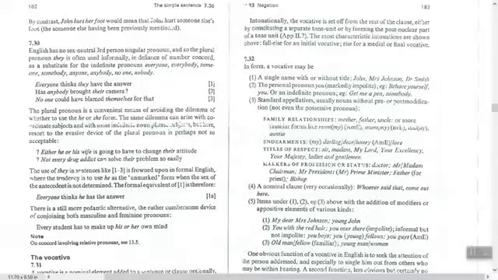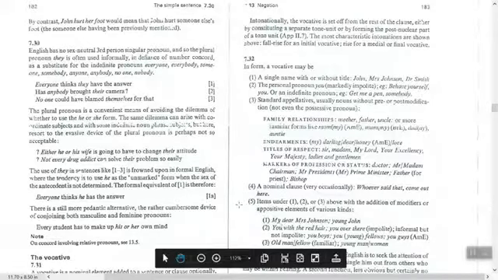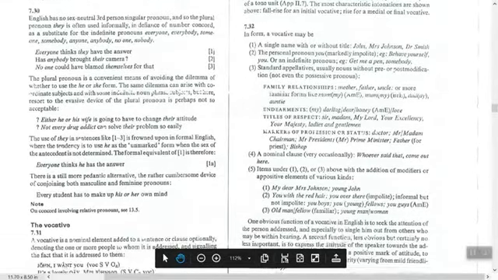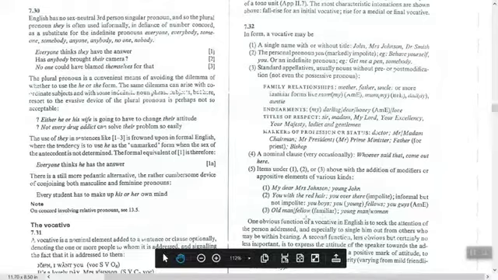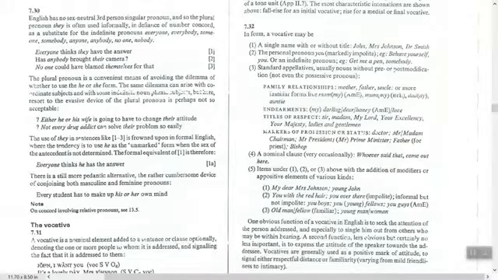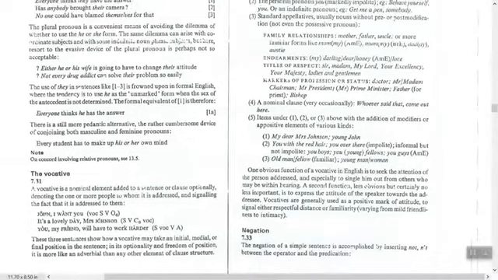Items under 1, 2, 3 above, with the addition of modifiers or appositive elements of various kinds. For example, you can say, my dear Mrs. Johnson, young John, you with the red hair, you over there. Usually they are impolite or informal, but not impolite, of course, when you talk with your friends, for example: you boys, you guys. Old man, fellow, young man, woman. You see, this is the form.